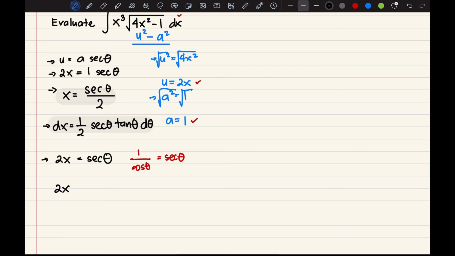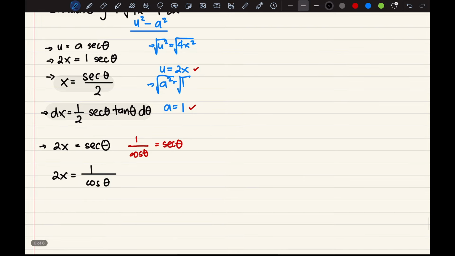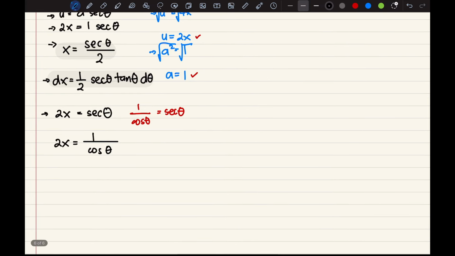So we have 2x equals 1 all over cosine theta. And then rearranging yung equation natin, we get cosine theta that is equal to 1 all over 2x. So from the concept of SOHCAHTOA, we have our numerator as our adjacent side, and then we have our denominator as the hypotenuse side. Then we can draw the corresponding right triangle. So drawing a right triangle with this as theta, our adjacent side is 1, and then our hypotenuse side is 2x.